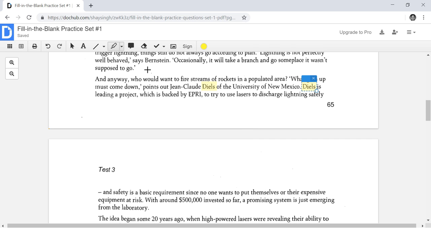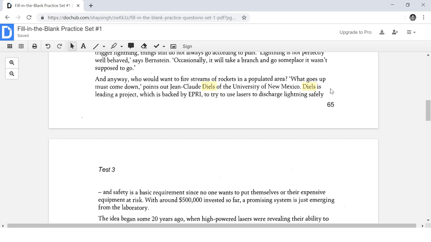Okay, let's go ahead and read this sentence. Let's start over here, since this is the sentence in which the word DLs appears. Here we go. What goes up must come down, points out Jean-Claude DLs of the University of New Mexico. So we have not found our answer in this sentence, so we're just going to keep reading, since the keyword DLs also appears in the next sentence.